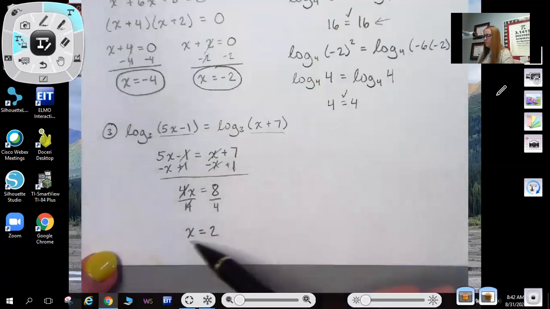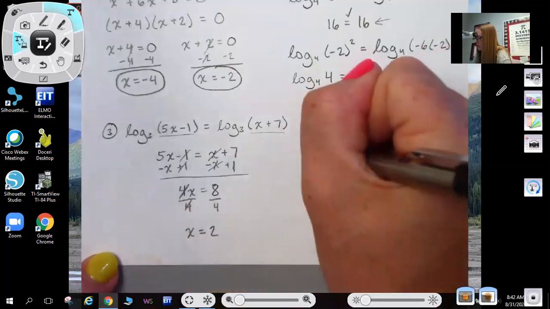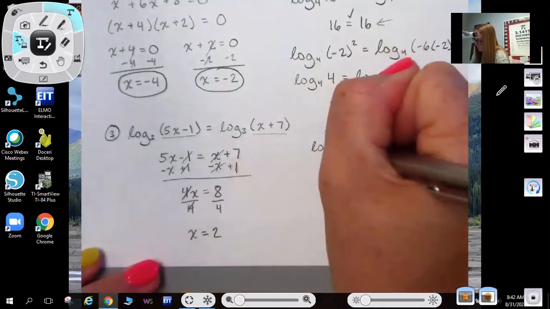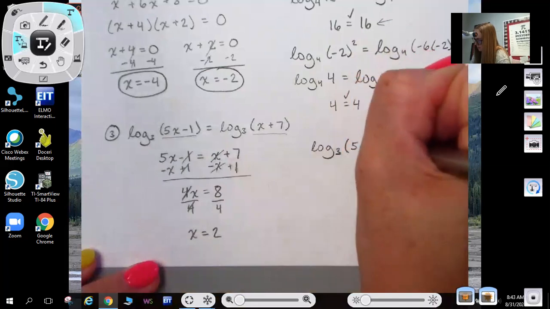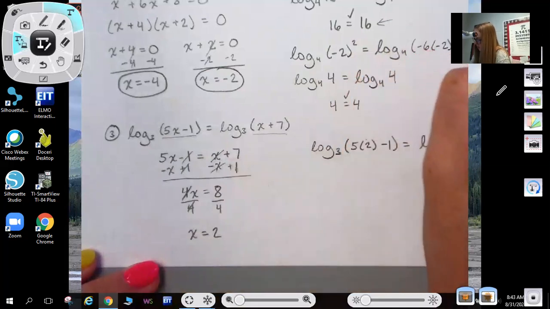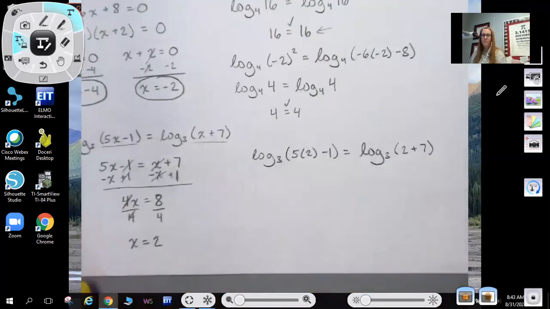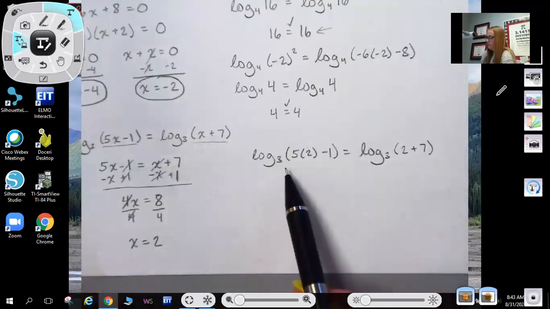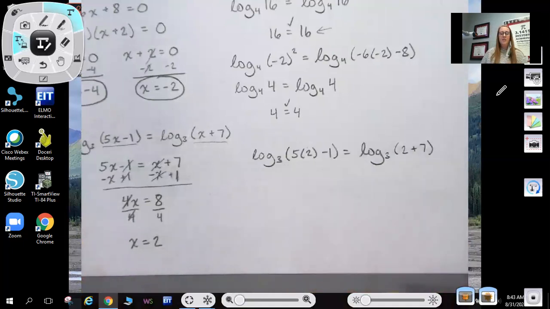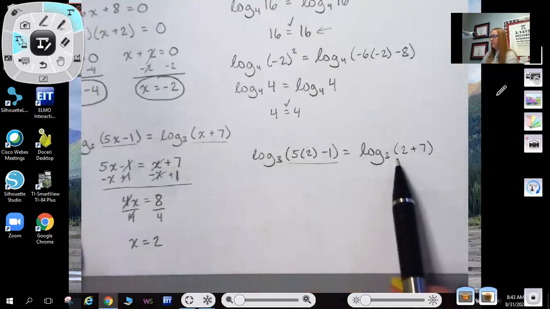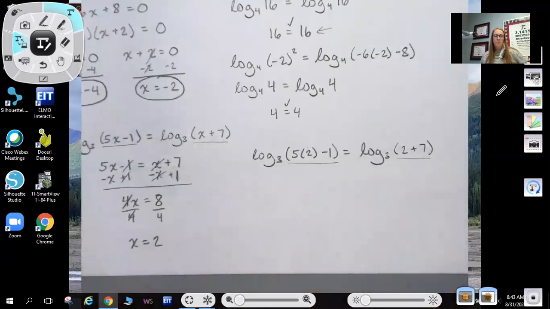So we need to plug x equals 2 back into the very first line of the equation. Log base 3 of 5 times 2 minus 1 equals log base 3 of 2 plus 7. So one thing that's a common mistake when students are working this problem is that you go ahead and just set this equal to this. That's what we did when we were working it out. That was our first step.